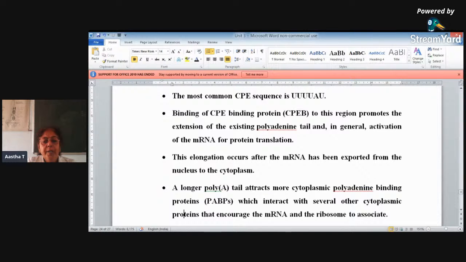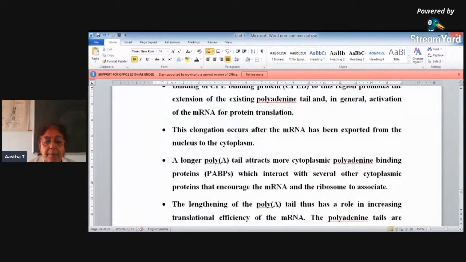A longer poly A tail attracts more cytoplasmic polyadenine binding proteins. Jastit jast proteins mag ashya long poly A tailla attract hotat and they interact with several other cytoplasmic proteins that encourage mRNA and ribosome to associate. So this extension of poly A tail will attract many poly A binding proteins, and these proteins will help in the interaction between the ribosome and the mRNA.